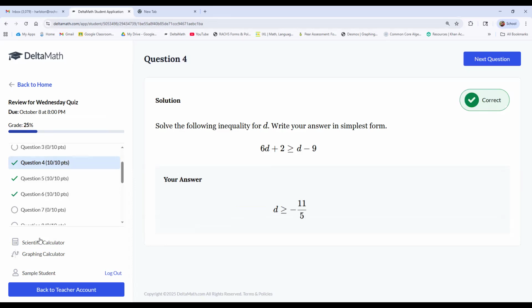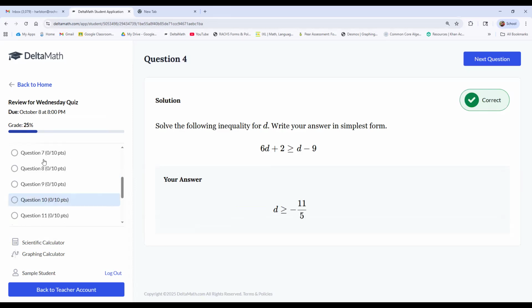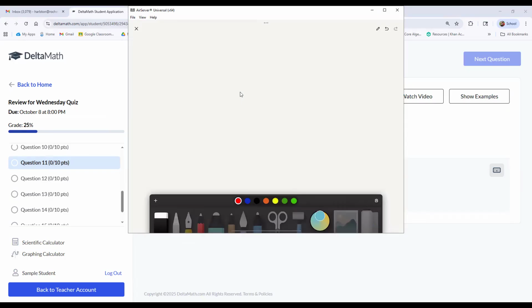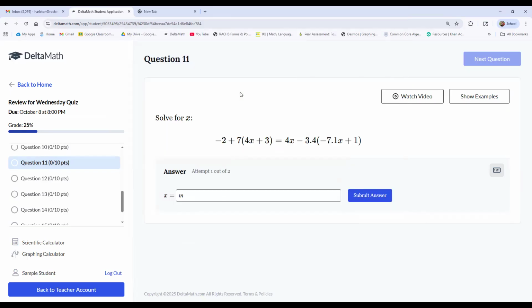Now I'm going to do one more, and this time I'm going to do an equation. And here we have it. Now this has a bunch of parentheses, a bunch of terms, but it's still the same idea. In fact, let me turn this to the side so I can get everything in here. All right, so this is going to be negative 2 plus 7 times parentheses 4x plus 3 equals 4x minus 3.4 times a negative 7.1x plus 1.